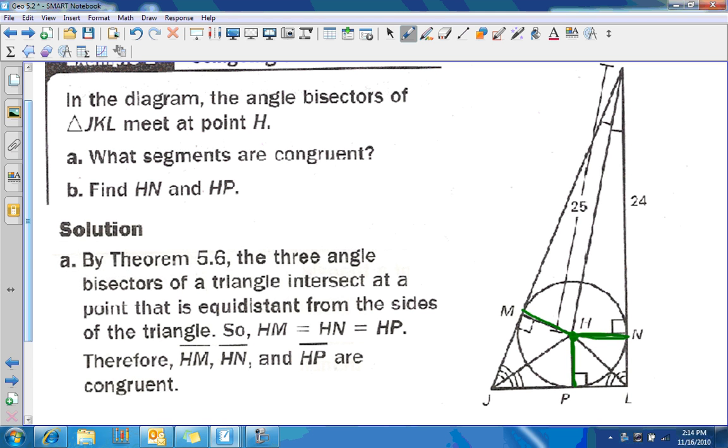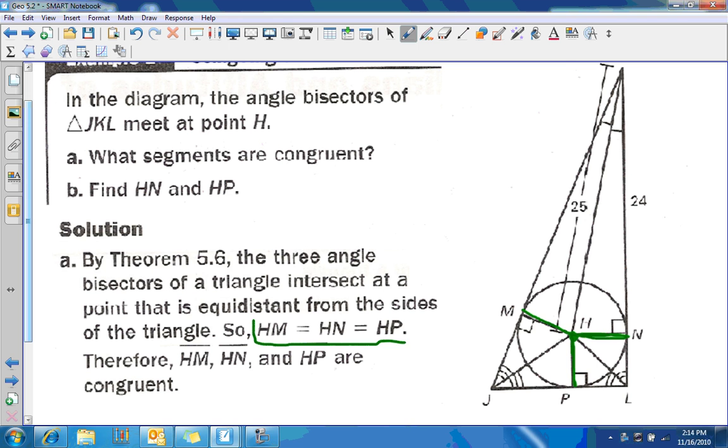Okay. So just as I take it one step at a time, I don't know anything about them, not yet. I just know that MH, HN, and HP are all going to be the same length because these are angle bisectors. Okay, what segments are congruent? Well, I can answer that, right?